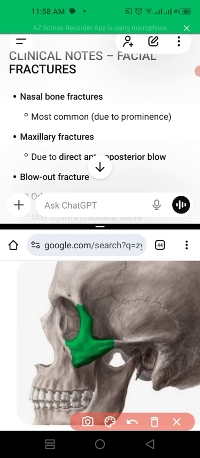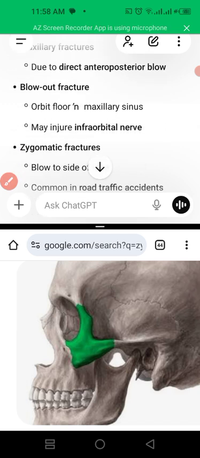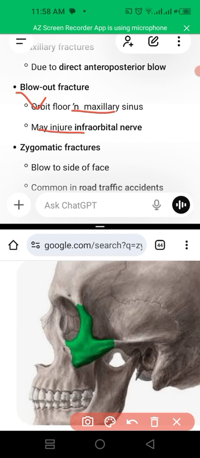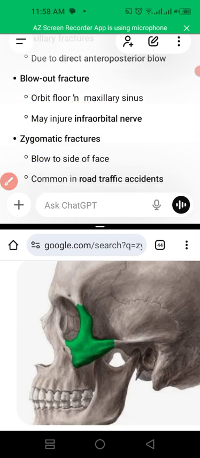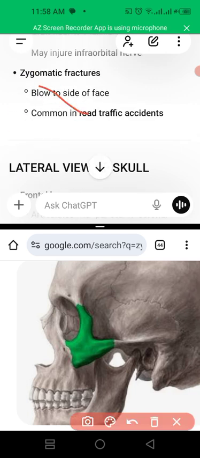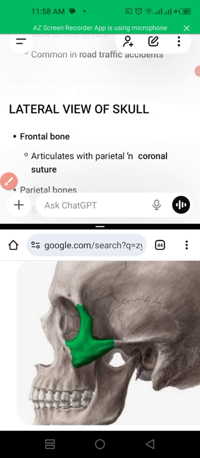Clinical importance of facial bones: facial fractures. Nasal bone fractures are most common due to the prominence of the nasal bone. Maxillary fractures occur due to an anteroposterior blow, or there is a blowout fracture. The orbit floor in the maxillary sinus may be fractured, and the infraorbital nerve can be damaged. Zygomatic fracture results from a blow on the side of the face, common in road accidents.